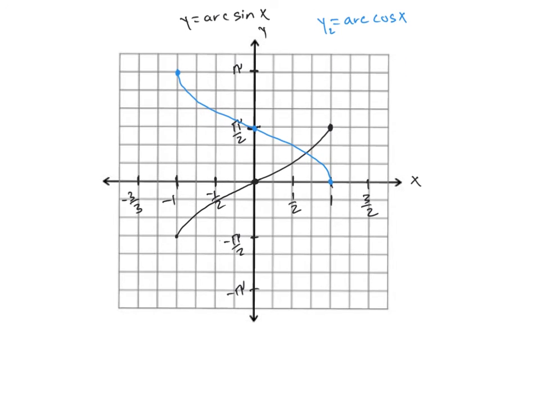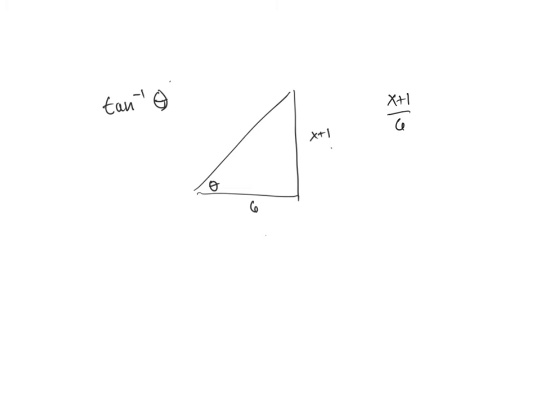Let's try some other examples with inverse functions too. Let's say we are given a picture and they want us to find the inverse function of this. We are given a triangle now, and here's theta, and this is x plus 1, and this is 6. Well, isn't that just opposite over adjacent? So here, our answer is x plus 1 over 6. And we can't simplify it anymore, so that's just our answer.